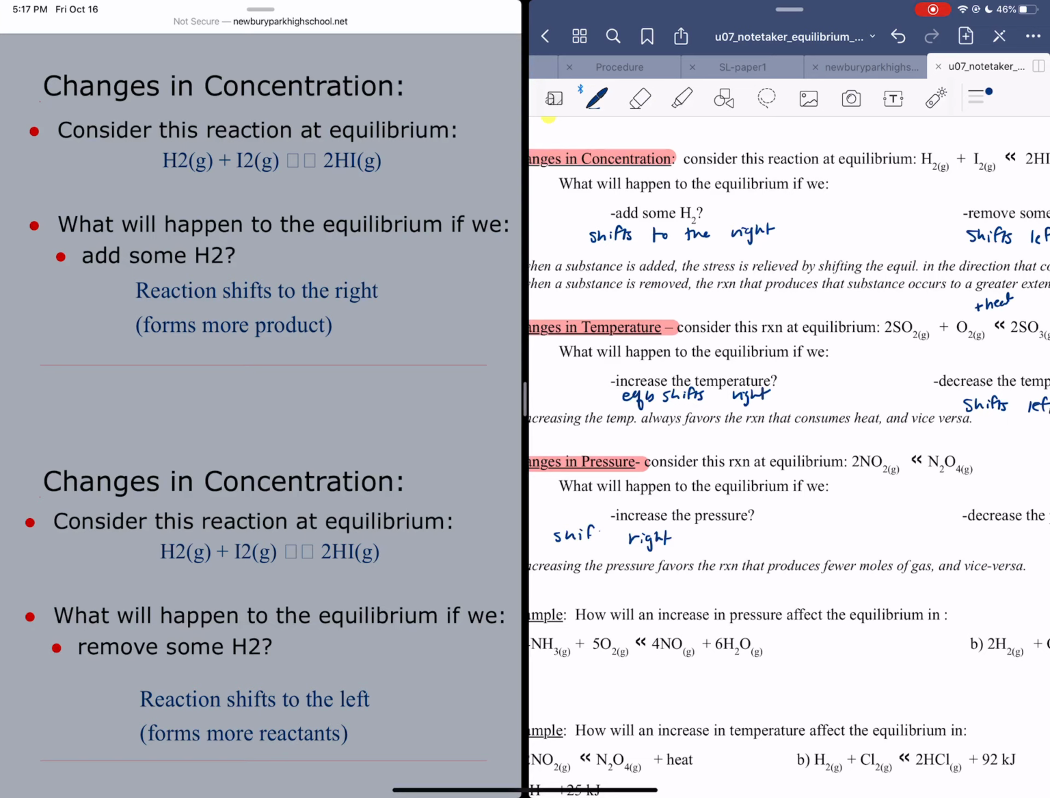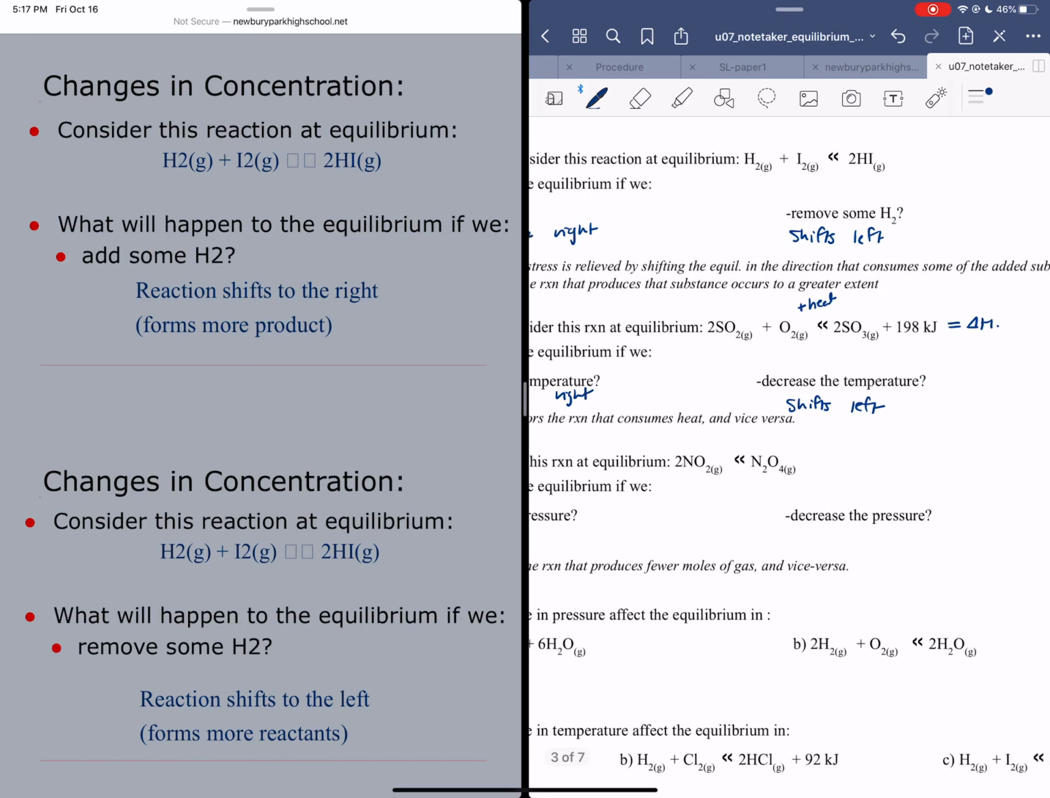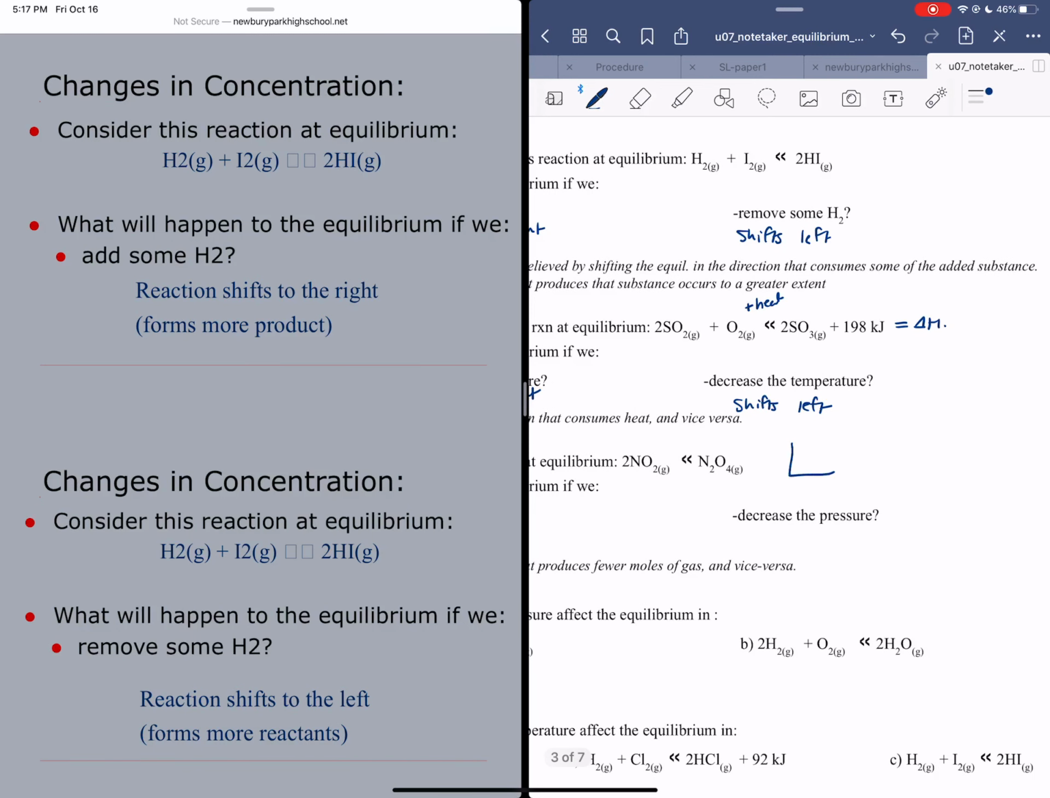Shift right. Because notice, this is 1 mole of N2O4. This is 2 moles of NO2. So we'd be occupying less space if we tended towards N2O4. If we decrease the pressure, we create larger space, so equilibrium will shift to the side that occupies more space, which in this case is 2NO2. So it shifts left.